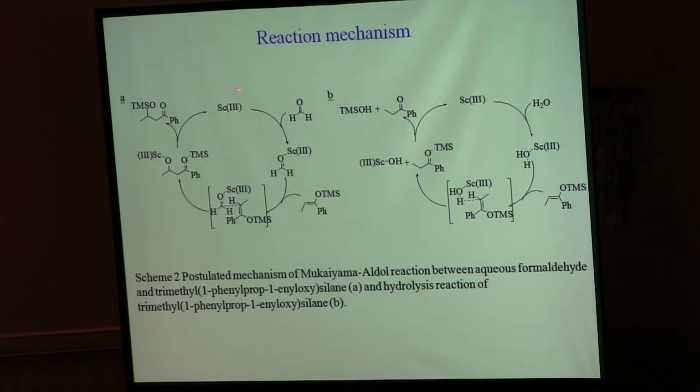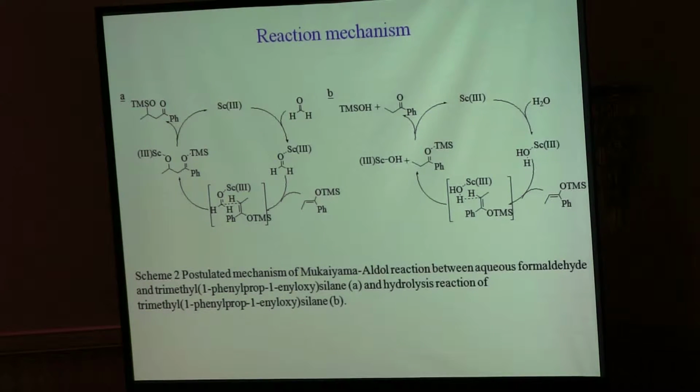First, this Lewis acid reacts with the formaldehyde and generates an intermediate, and the silyl enol ether will react with this intermediate and finally generate the final aldol addition product. Also the water will interact with the silyl enol ether and generate a byproduct, the ketone. So for our system, the Lewis acid is exactly inside the pore.